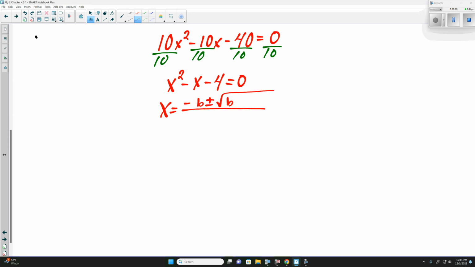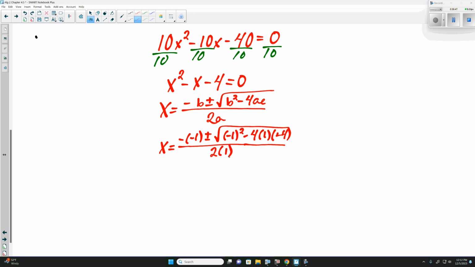Negative b plus or minus the square root of b squared minus 4ac all over 2a. Negative b, well, our b value is negative 1. Plus or minus the square root of negative 1 squared minus 4. Our a is 1, c is negative 4, all over 2 times 1. Now our negative 1 becomes positive 1. The denominator 2 times 1 is 2.